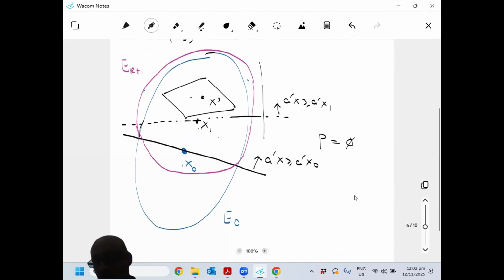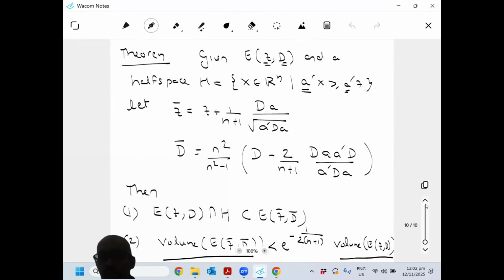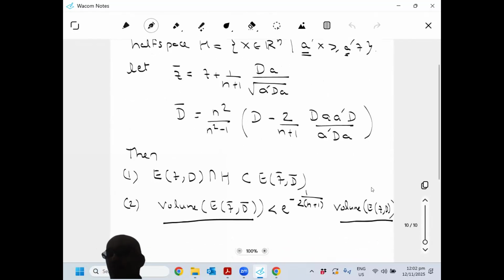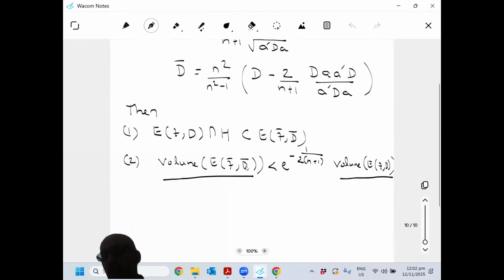But for now, I just want you to realize that there's a formula which tells you that from an original ellipsoid and a half space, you can create a new ellipsoid which contains the intersection of the old ellipsoid and the half space, and the volume shrinks. So the mechanics work out basically.